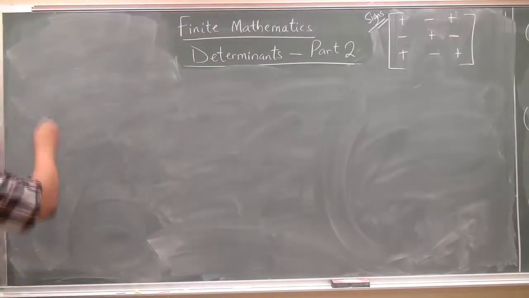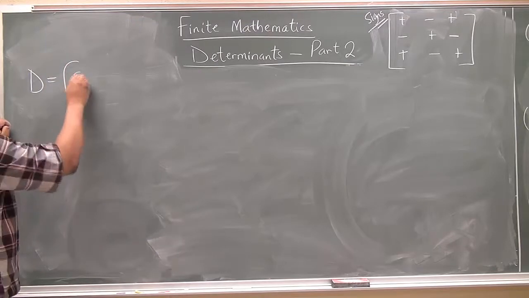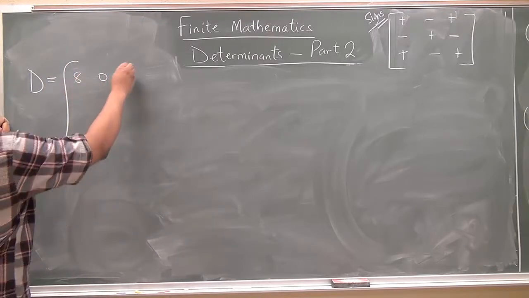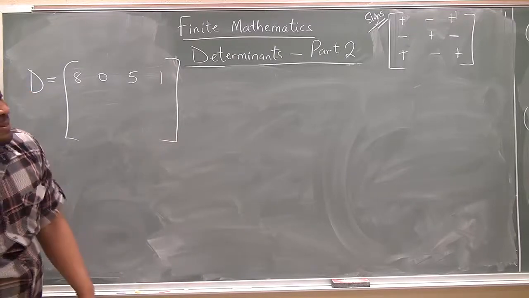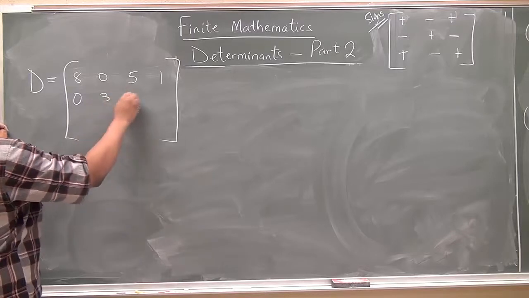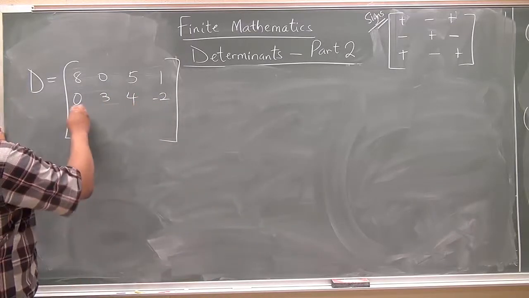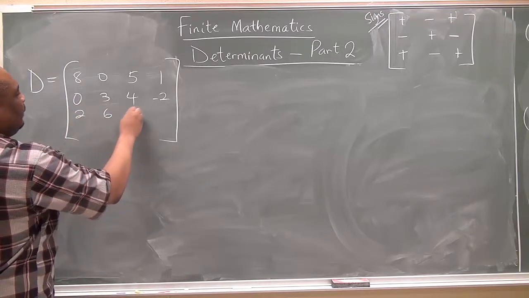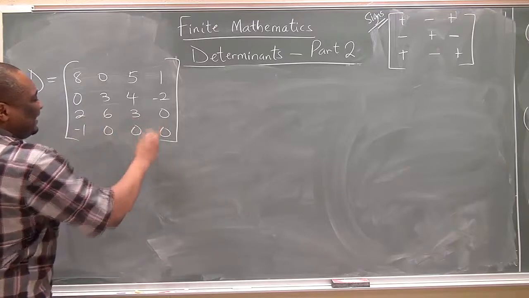We have a matrix D. Matrix D is a 4×4: 8, 0, 5, 1. But it is a simple 4×4, you will see. Then 0, 3, 4, negative 2, and 2, 6, 3, 0, negative 1, 0, 0, 0.